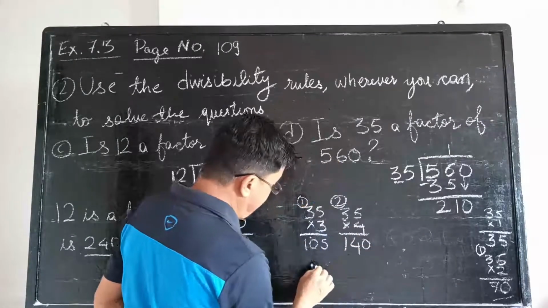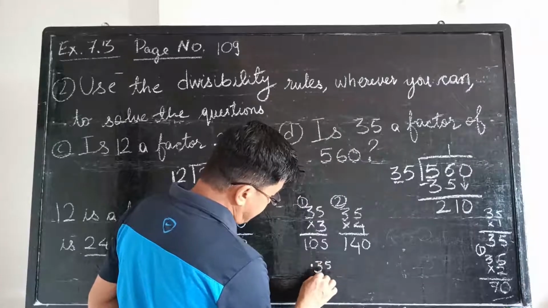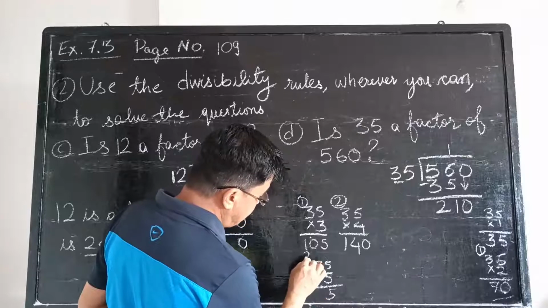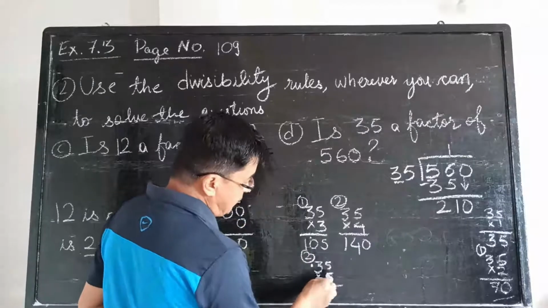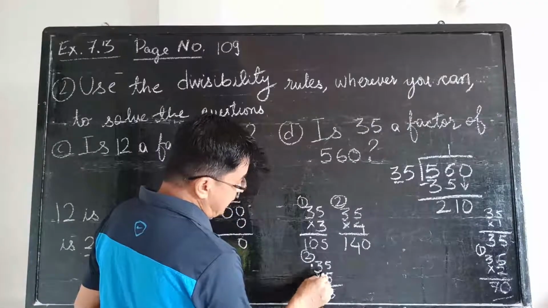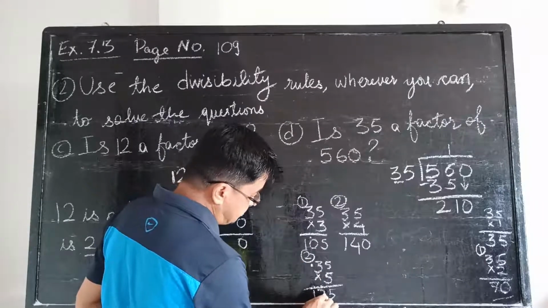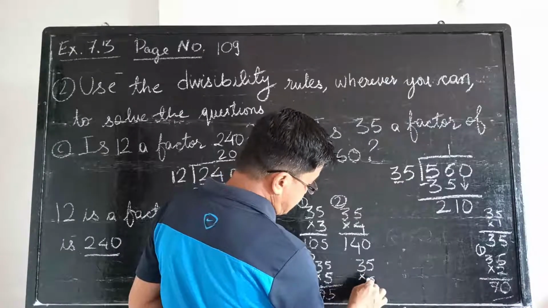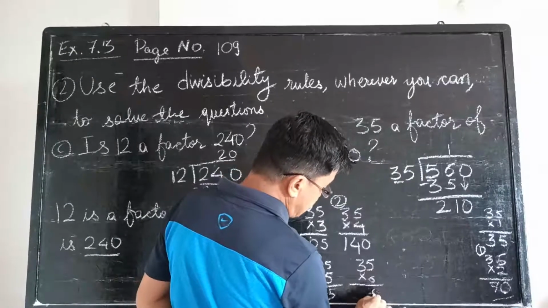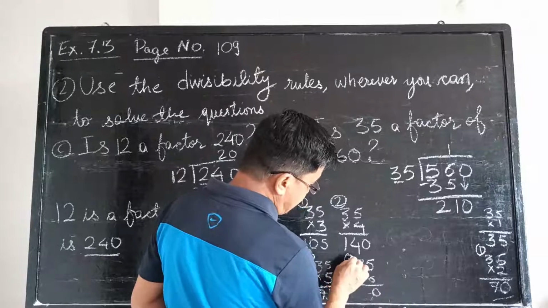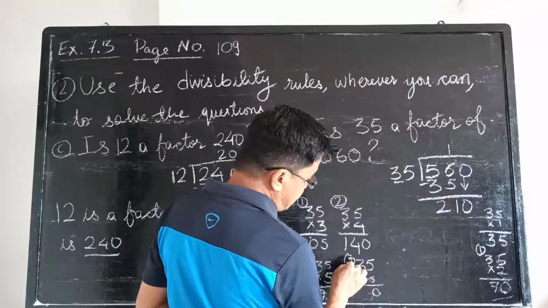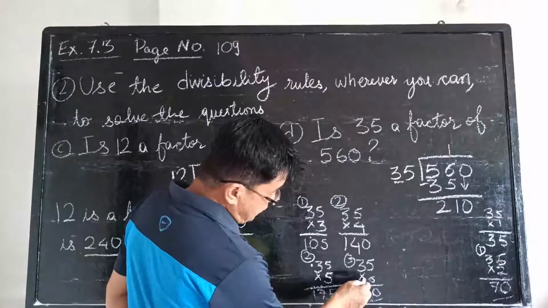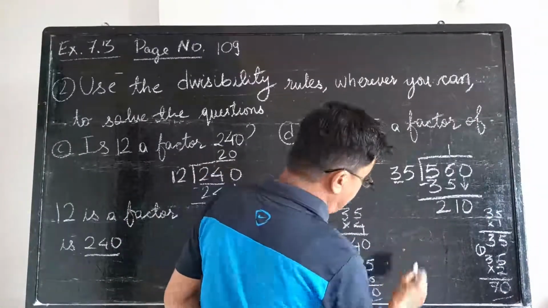Now 35 into 5. 5 5s are 25, write 5, carry 2. 5 3s are 15, 16, 17. Now 35 into 6. 6 5s are 30, write 0, carry 3. 6 3s are 18, 19, 20, 21. So 210. So here 210, here also is 210.